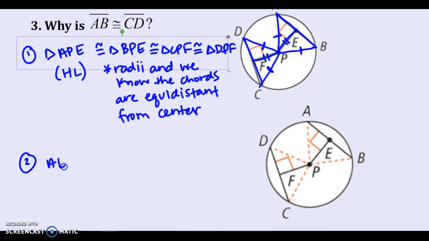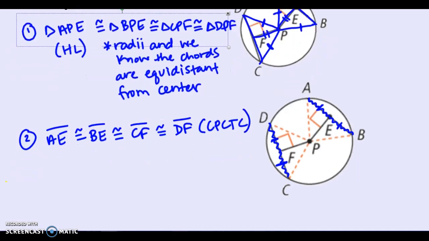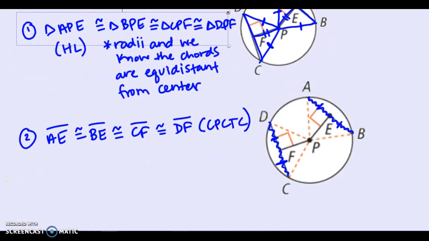So I know that AE is going to be congruent to BE, which is going to be congruent to CF, which is congruent to DF by, once again, our favorite theorem, CPCTC, or at least my favorite. So I know that this piece here is congruent to this piece here, which is congruent to this piece here, which is congruent to this piece here. Again, CPCTC, all four of those pieces are corresponding in the triangles above, so they'll be congruent.